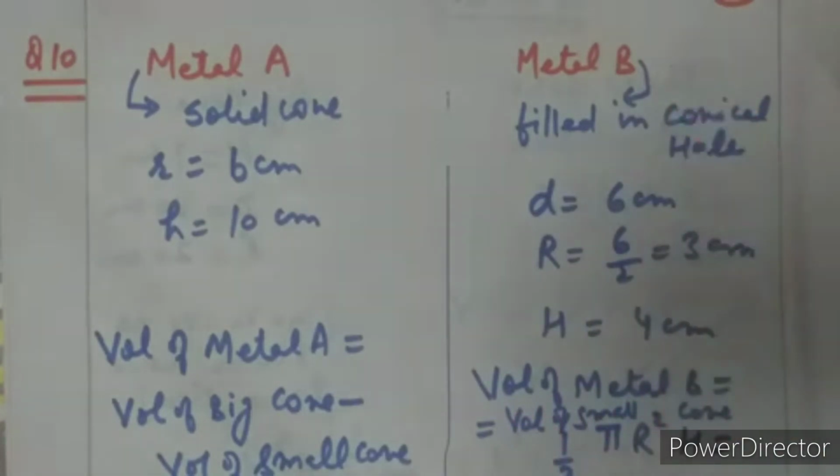The dimensions of metal A or the solid cone are written, and in the other column I have written the dimensions of the conical hole in which metal B is filled. We are required to find the ratio of the volume of metal A to volume of metal B. First of all, let me tell you how to find the volume of metal B, which I have written in the second column.